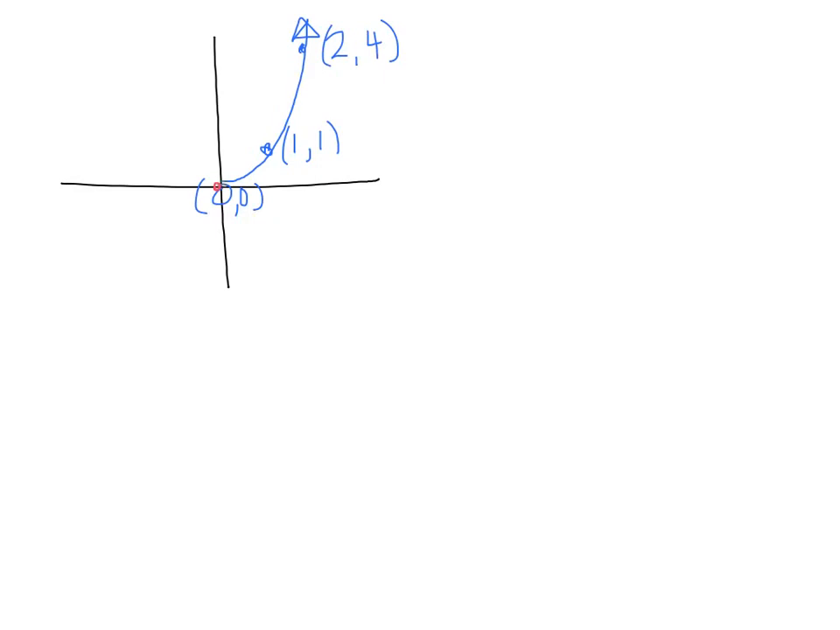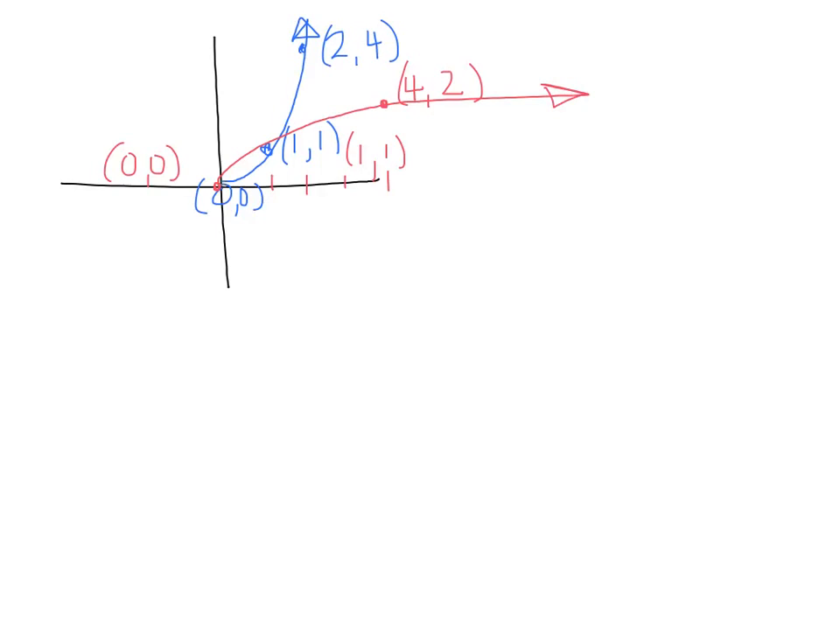0, 0 stays 0, 0. 1, 1 stays 1, 1. But 2, 4 becomes 4, 2. So that's somewhere around here, 4, 2. Okay? And the way you connect the dots for this is you go up this time and over. Okay? And you can see what the inverse graph would look like.